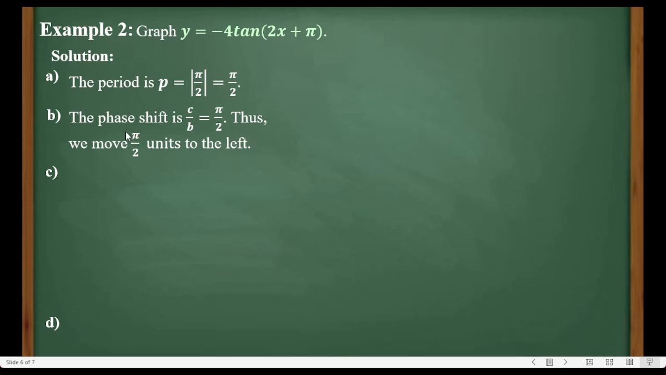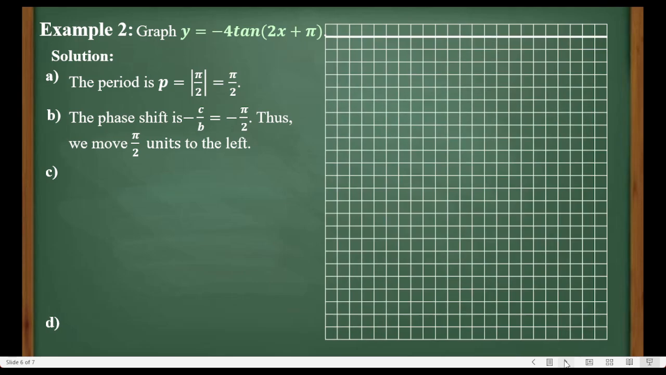Then the phase shift is determined by this value. I just corrected the formula for the phase shift. Before it was positive c over b, but actually it's negative c over b. Now, substituting the values of c and b, we have negative pi over 2. Negative indicates that the movement of the graph is to the left by pi over 2 units.